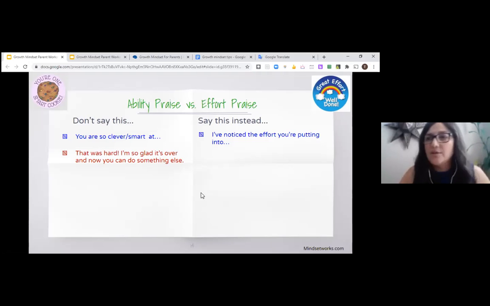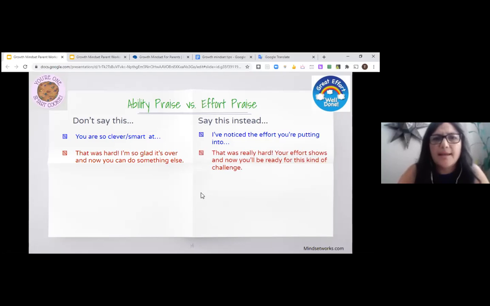And so we want to make sure that we're letting them know that there's always going to be challenges, and we want to give them the confidence that they do have the tools and the skills to get through this challenge. So we might want to say, that was really hard. So we're validating that was hard. And we're saying your effort shows, and now you'll be ready for this kind of challenge. Like I said before, our children are being faced with different challenges currently, and they'll continue to be faced with different challenges as the years come, into their teenage years, into their adulthood. So we want to convey this, that they have the tools and they have the skills to be able to overcome challenges.